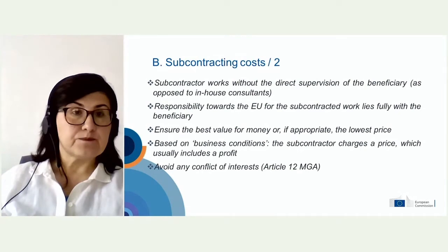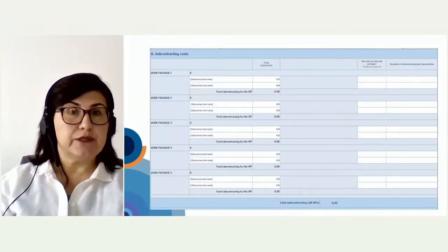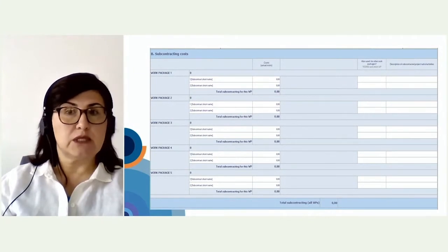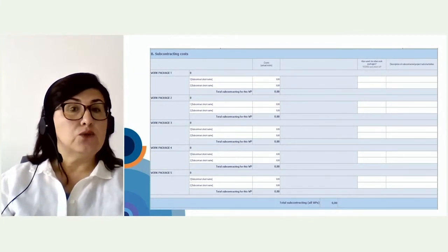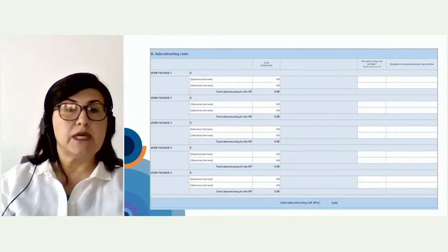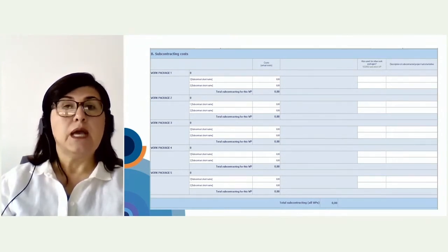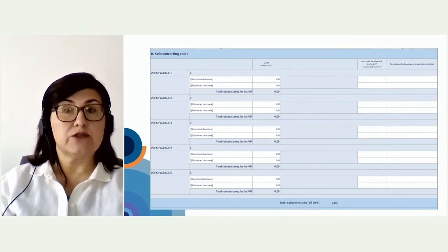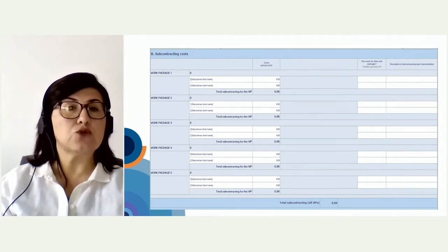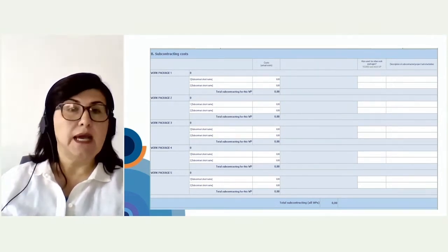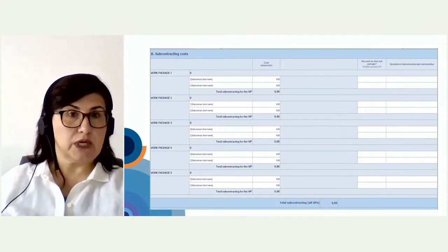Here you see how the detailed budget tables appear in the case of subcontracting costs. You have to budget the costs based on your estimations, on your experience as well. And please remember always to tell us whether these costs will be repeated for other work packages, and shortly describe these costs and the tasks that will be subcontracted.